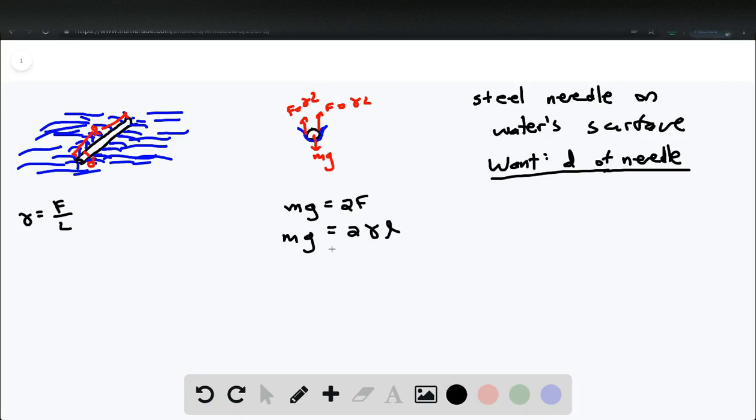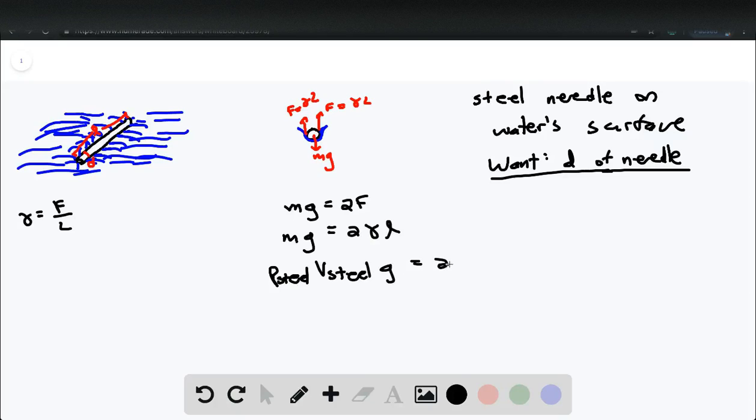And we don't know, g is a constant of nature. We don't know the mass of this needle. That's not something given to us. But since we want to find the diameter of the needle anyway, it makes us start thinking about the geometry of the needle. So we can use the formula for density being mass per unit volume, and we can sub in that the mass is really the density of the steel times the volume of the steel.